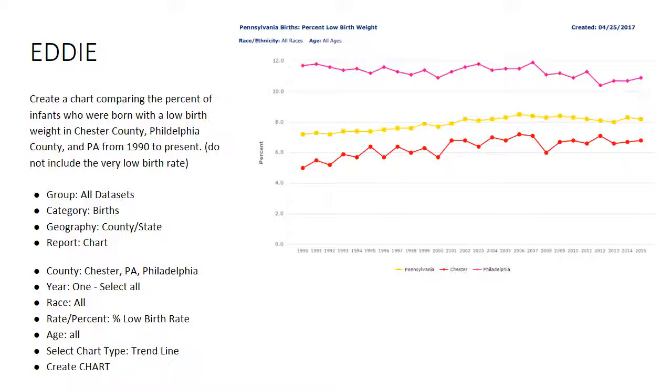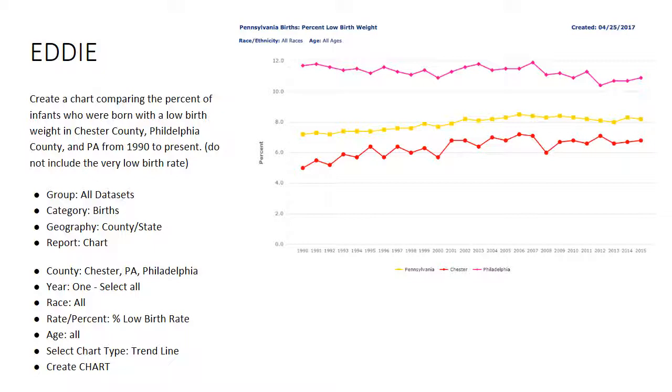And then the age, we want all ages there. I believe that is the age of the mother, so we're not concerned about that right now. But if you wanted to compare younger mothers compared to older mothers or something of that nature, you could select different age groups. The chart type, we want a trend line, which will show each point and how it varies by year, and then we'll create our chart.